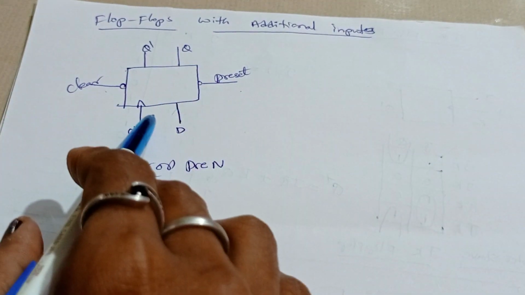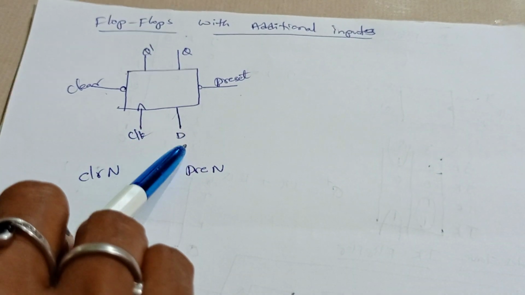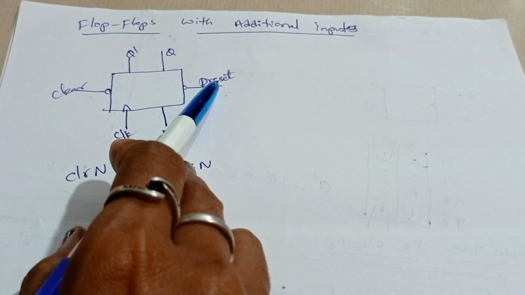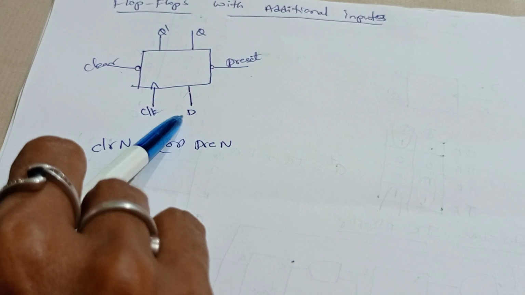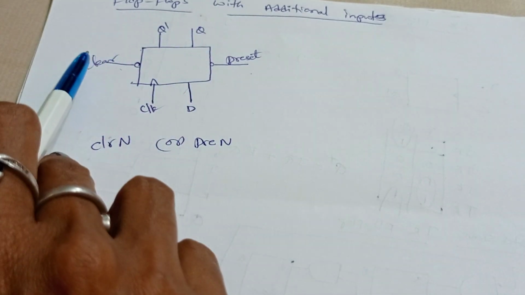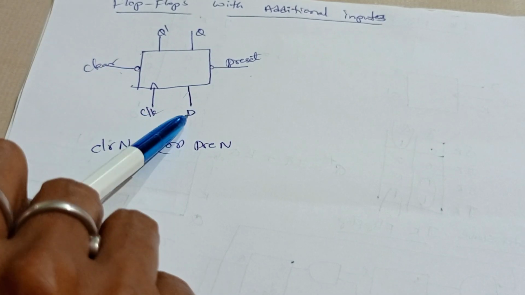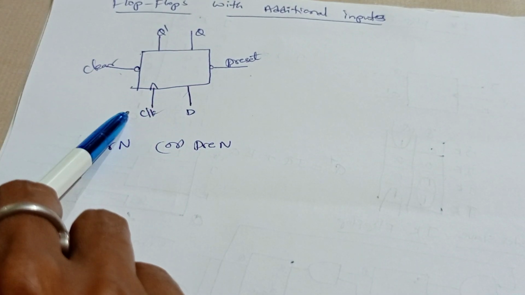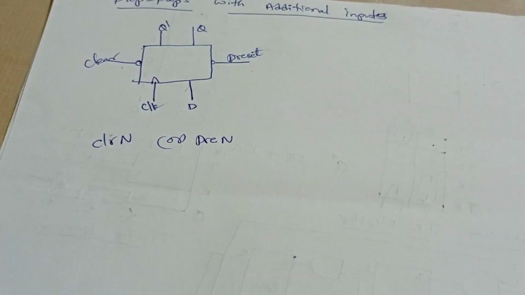These inputs override the clock and D. The clear and preset inputs override the clock and D inputs. That is, 0 applied to clear will reset the flip flop regardless of D and the clock. Clear N and preset N are often referred to as asynchronous clear and preset inputs because their operation does not depend on the clock.